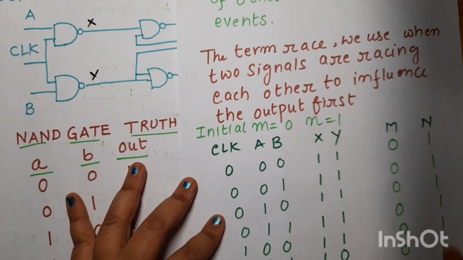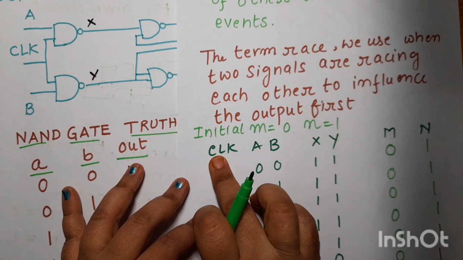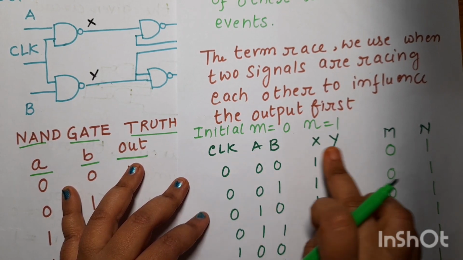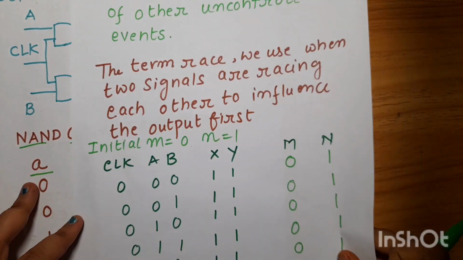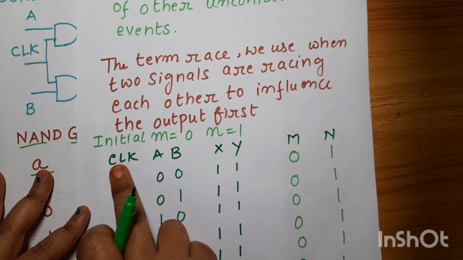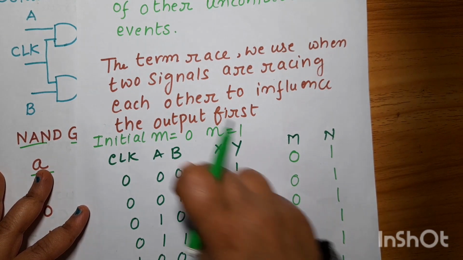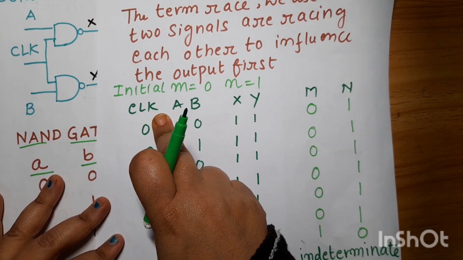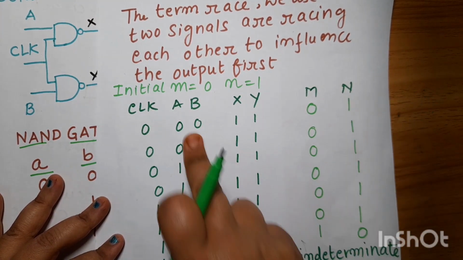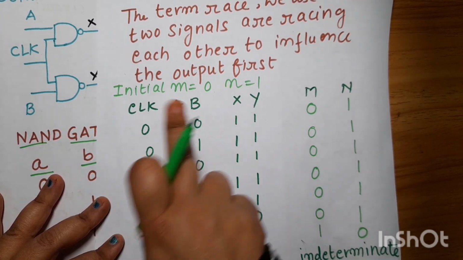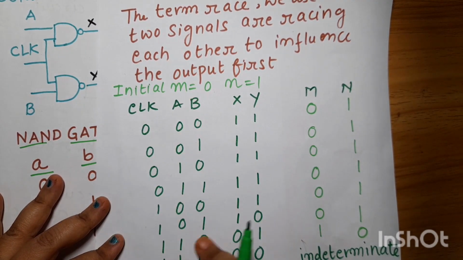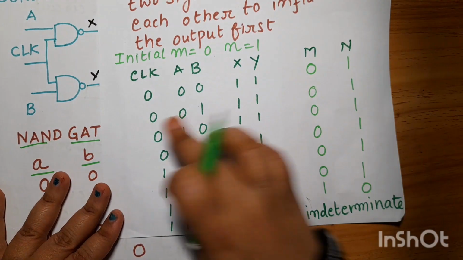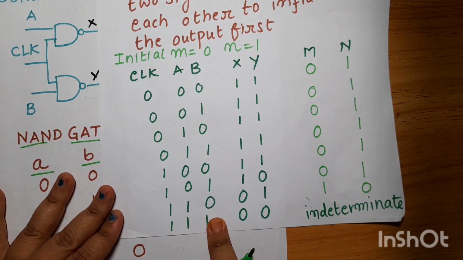Now I have tried to make a table: clock, CLK, A B, X Y, M N. Clock and A B are taking 3 variables which are going to affect the output M and N. So I have put it like this. 3 variables will take 8 combinations: 0 0 0, 0 0 1, 0 1 0, 0 1 1, 1 0 0, 1 0 1, 1 1 0, 1 1 1.